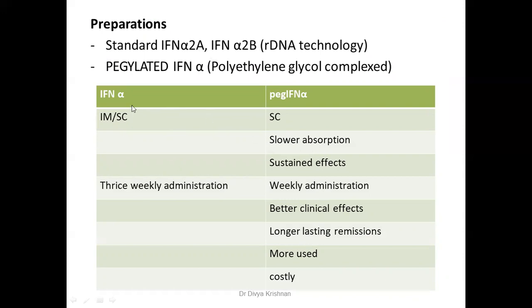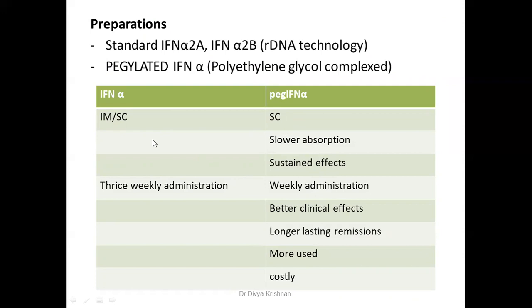You can see alpha, and then you have got the pegylated interferon alpha. So this interferon alpha is available as IM or subcutaneously, whereas the other one is available subcutaneously. The PEG one has slower absorption, has sustained effects, and hence you can give it as a weekly administration. It has got better clinical effects, longer lasting remissions, and it is more used. But the only problem is it is costly.